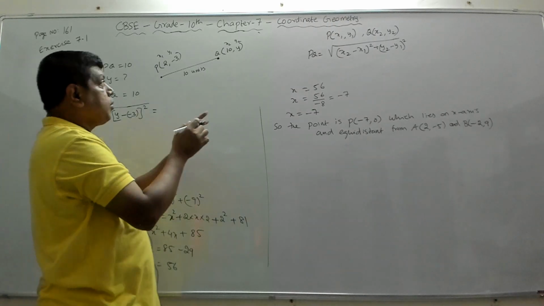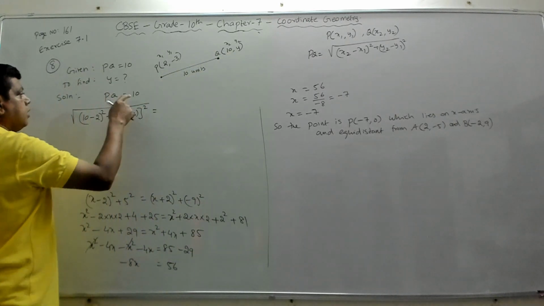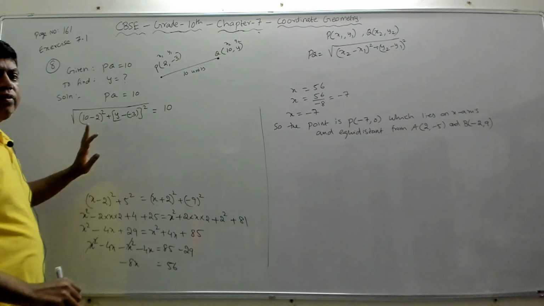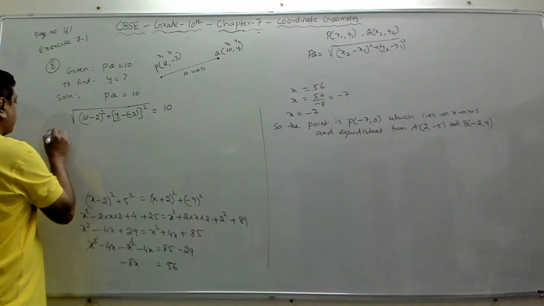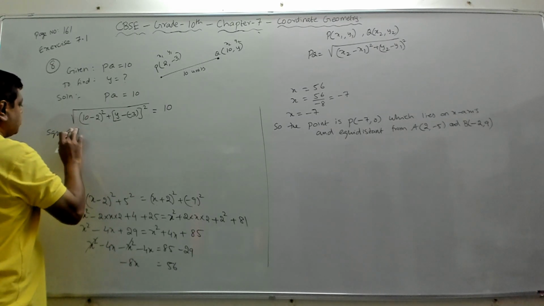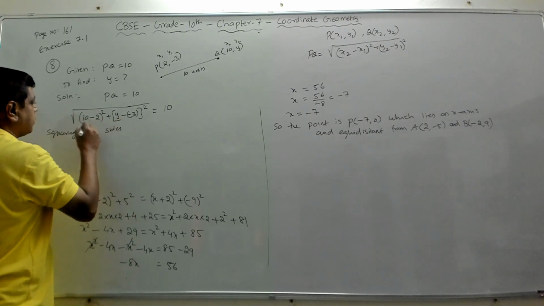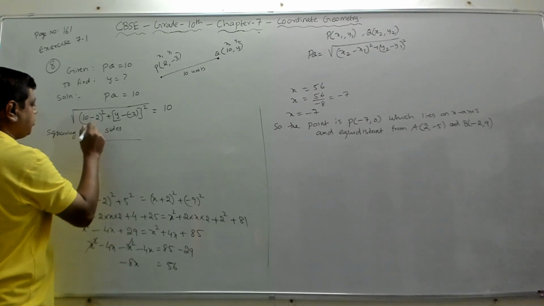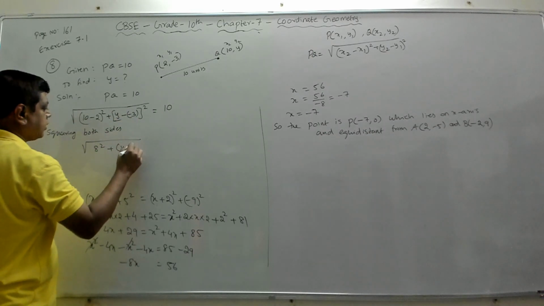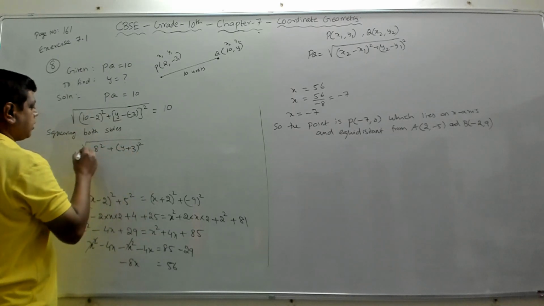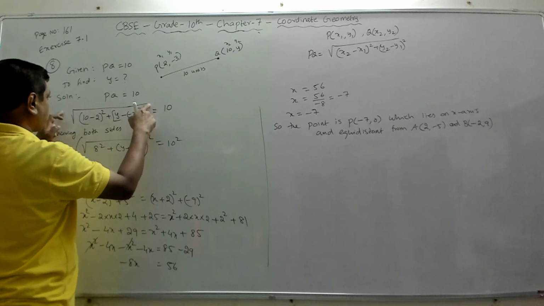We are applying this formula, (x2 minus x1) the whole square plus (y2 minus y1) the whole square, that is equal to 10. Now from this we have to find the value of y. First thing is we want to avoid the square root. So we'll square both sides. If you square, you will get 10 minus 2 is 8 square, plus y plus 3, because y minus of minus 3 is plus 3, the whole square, equal to 10 square. We are putting the square on this and square on this.